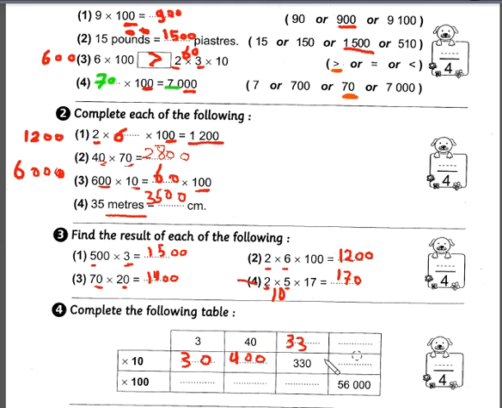Here we have spaces. 3 times 100 equals 300. 40 times 100. How many zeros here? Here we have 0 and here 2 zeros. So the result equals 3 zeros. And 4 times 1 equals 4. Here 33 times 100. We will write 33 and we will put 2 zeros from the right side.